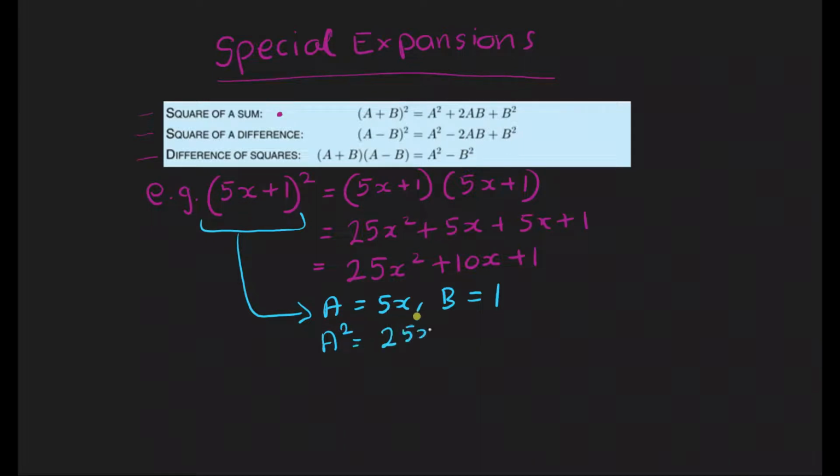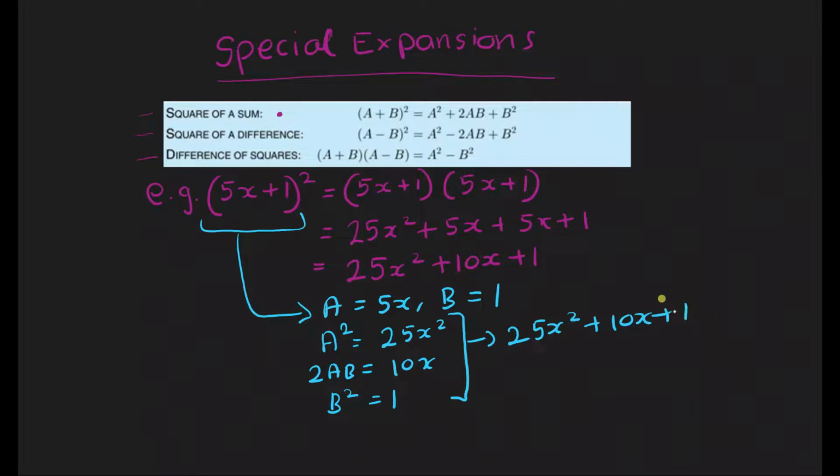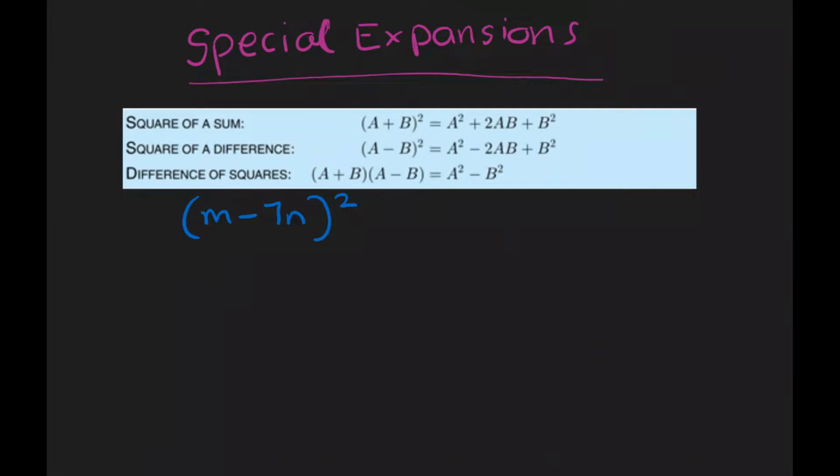A squared will give us 25x squared. 2 times a times b will give us 10x, and b squared will give us 1. So all of this combined will give us 25x squared plus 10x plus 1. And that is the same answer that we got earlier on. So as you can see, instead of going through the process of expanding brackets, we can follow these rules to quickly simplify expressions. Let's look at another example.